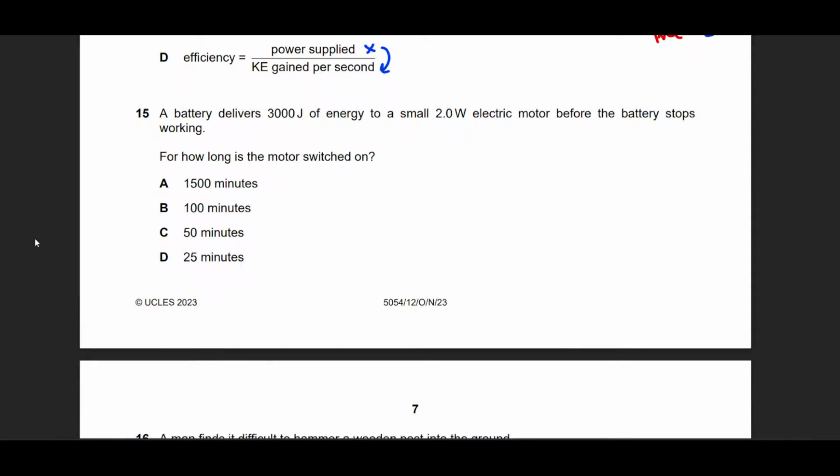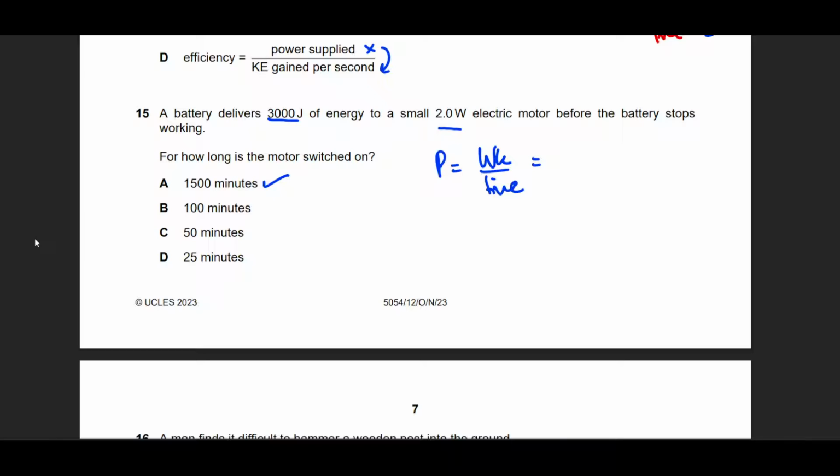Question number 15. There is one underlying mistake that you're going to make and get the answer as option A. I will show you what the problem is. It says how long the motor can be switched on for. So 3000 joules of energy, and 2 watts is the power. So power is equal to work done divided by time.